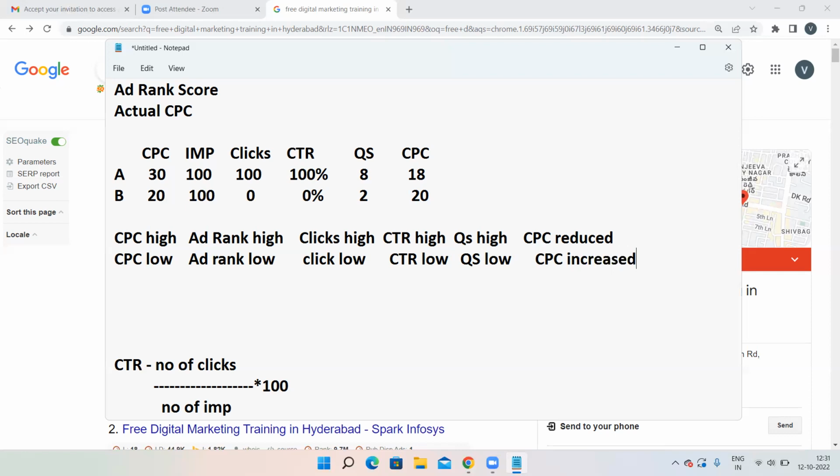So ad rank always depends on CPC and quality score. Don't think that if you're just paying lots of money, it will place you on top. No. Maybe someone's quality is much better than yours. Maybe they have targeted properly than you. That is the reason in yesterday's class I told you, always try to filter your audience. As much as you can filter the audience, it will give you lots and lots of advantage later.